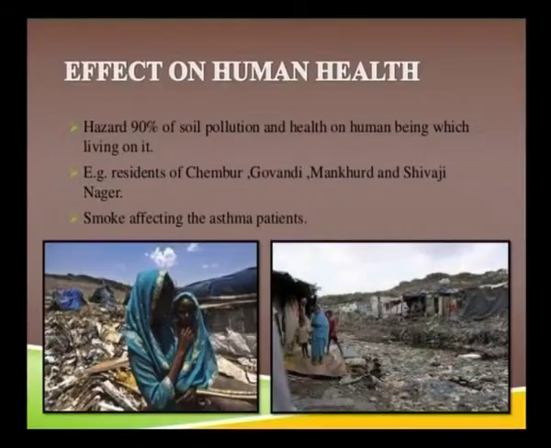and human ecological system. Effect on human health, hazard: 90% of soil pollution affects the health of human beings who are living on it. Example, residents of Chembur, Govandi, Mankhurd and Shivaji Nagar. Smoke is affecting asthma patients, and the number of asthma patients and bronchitis patients are also steadily increasing.